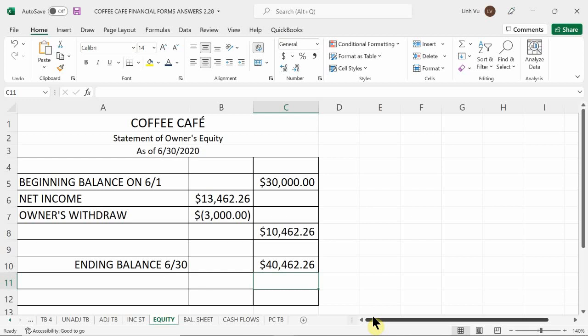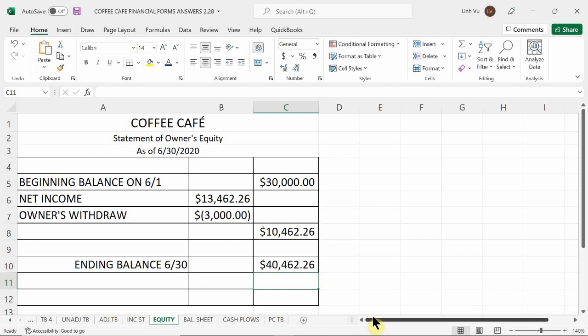Okay? So we started out with $30,000, right? We added our profits of $13,000. We subtracted $3,000 for taking out owner's withdrawal. So now I'm at $40,000, and that is your equity.